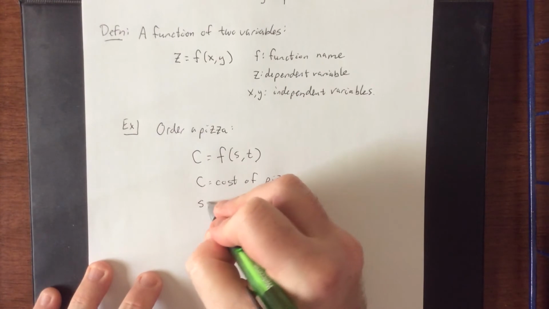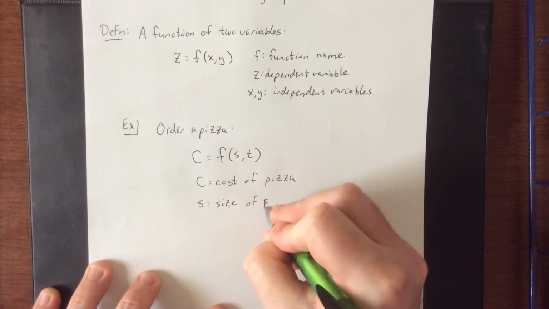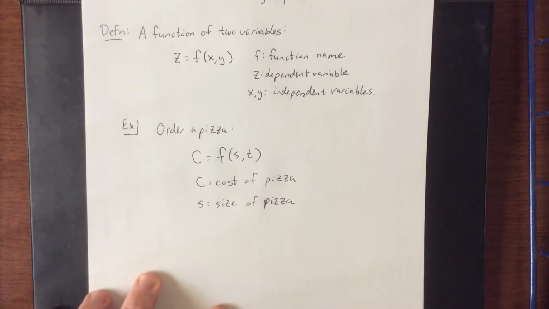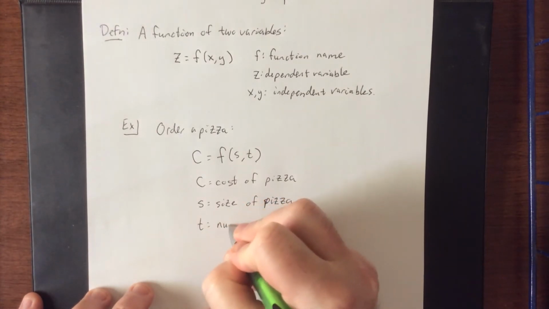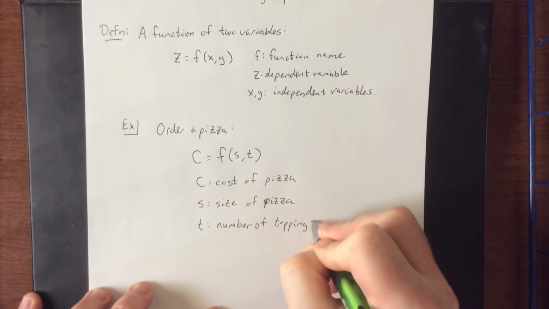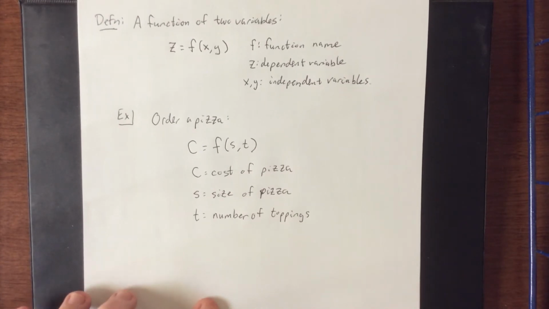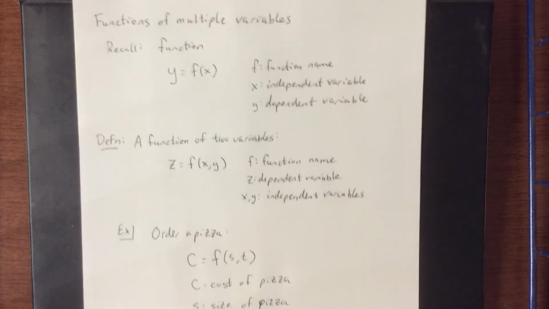So the 2 things that this will typically depend on will be the size of the pizza. Fun fact for you, when you're ordering the size of a pizza, it's usually based off of the diameter of the pizza. So a 12-inch pizza, for example, is a pizza with a 12-inch diameter. T will be the number of toppings. Now, of course, we can poke holes in this and start talking about gourmet toppings versus non-gourmet toppings and whether or not extra cheese counts as a topping. But regardless, this is usually what you're going to see as far as a function of 2 variables is concerned.